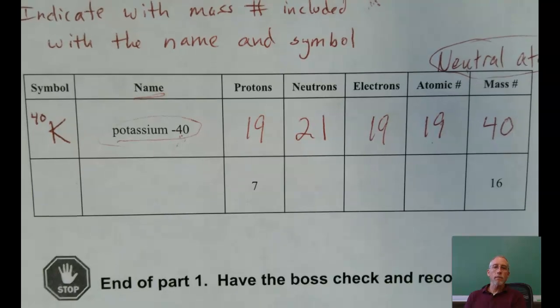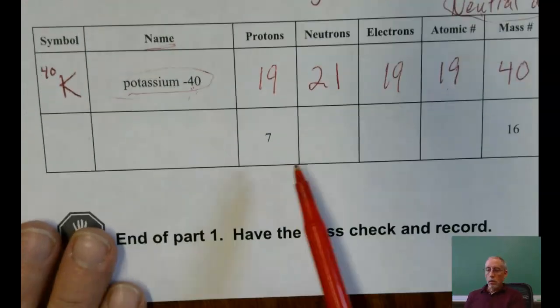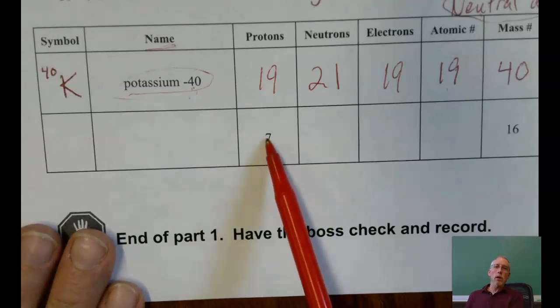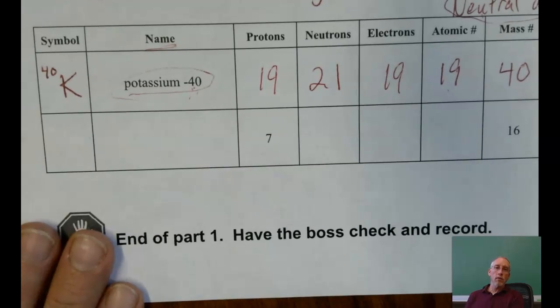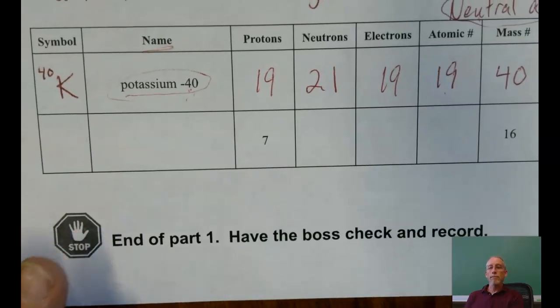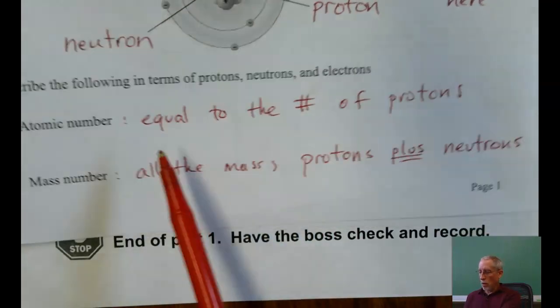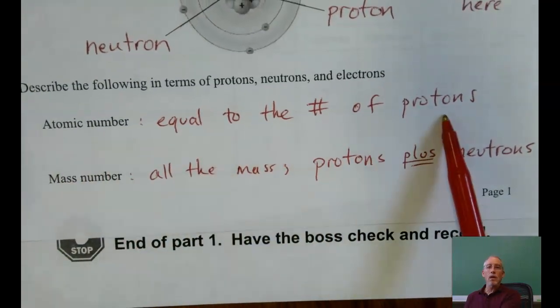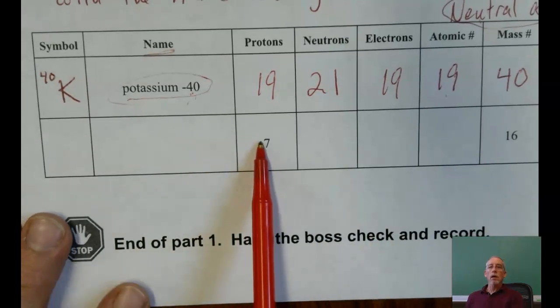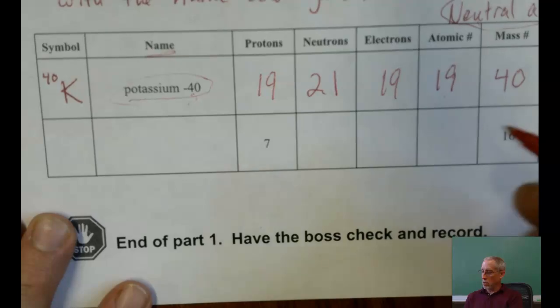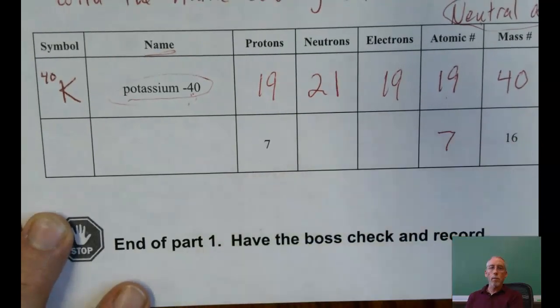Isn't that clever? Okay, let's see how we can go in a different direction. Sometimes I'll give you just some numbers, like the protons and the mass number, and I'm going to have you fill in the rest. All right? So, there are important facts that you need to have in your brain. Remember that the atomic number is the same as the number of protons, which means if I give you the protons is 7, that also means that the atomic number is 7, so we can fill that in.